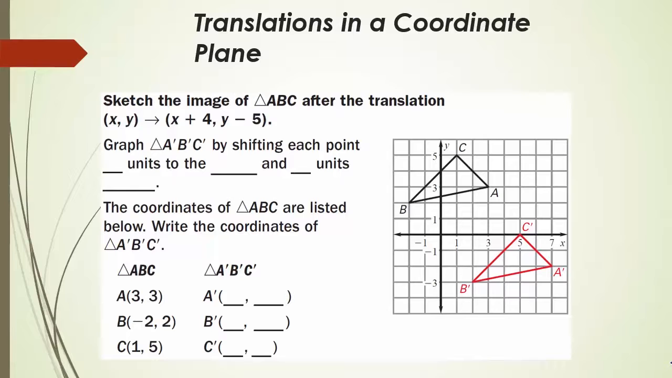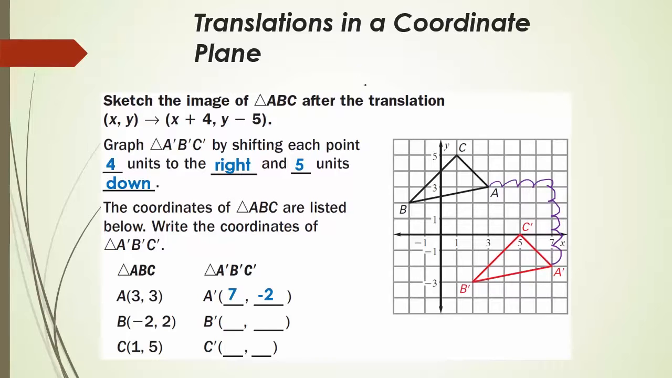So to graph triangle A prime, B prime, C prime, we're going to be shifting each point 4 units to the right and 5 units down because it's a negative 5. If I take A and move it to A prime, it is 4 units to the right, 1, 2, 3, 4, and 5 units down, 1, 2, 3, 4, 5. So A prime is located at x equals 7 and y equals negative 2.